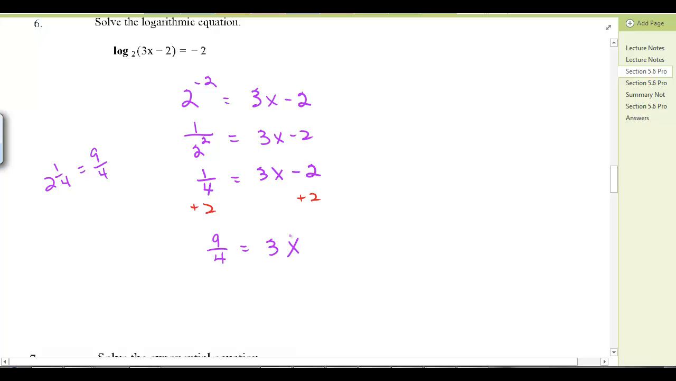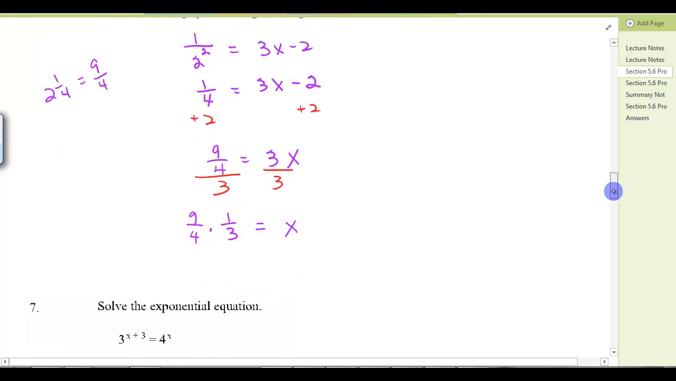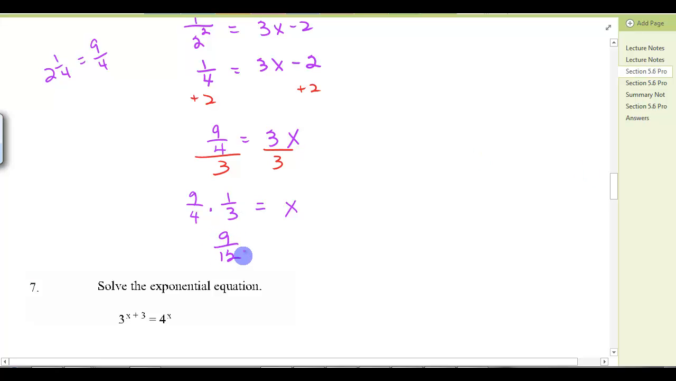All right, now it keeps solving. We've got to divide by 3. Dividing by 3 is the same as multiplying by 1/3, but over here, that's what I'm going to have. If I divide by 3, then I've actually got 9/4 times 1/3, which equals 9 over 12. Need a little bit more room. That's 9 over 12, or 3/4 equals x. Okay.